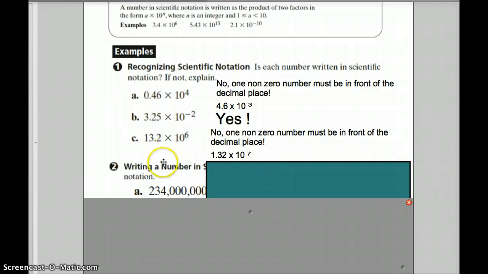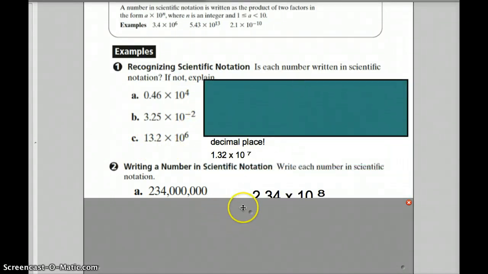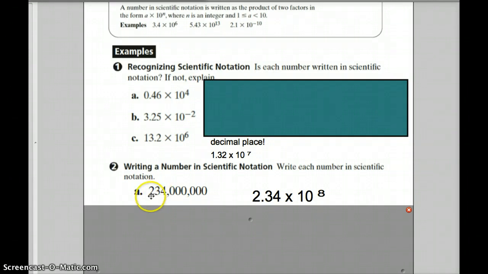So by just looking at these again, you need one non-zero number in front of the decimal. This one is, and then you have two non-zero numbers in front of the decimal here. So therefore, A and C are not in scientific notation. All right, so here's our first example.